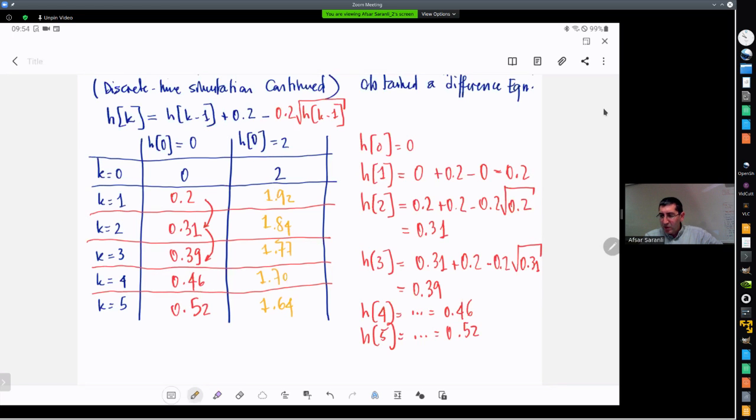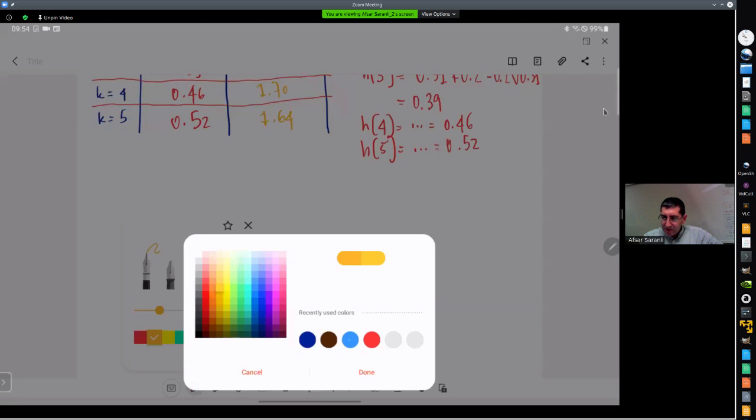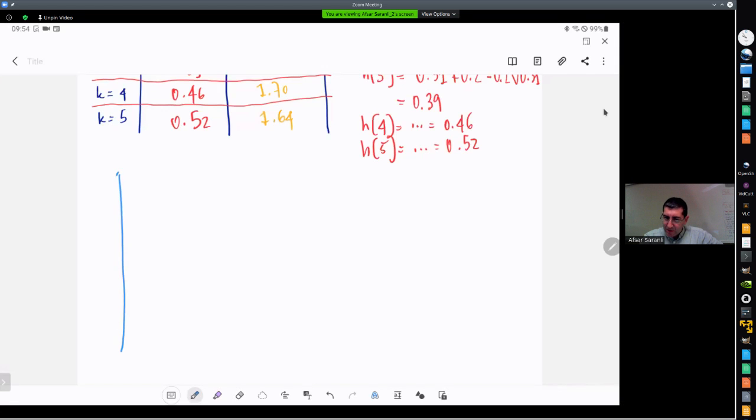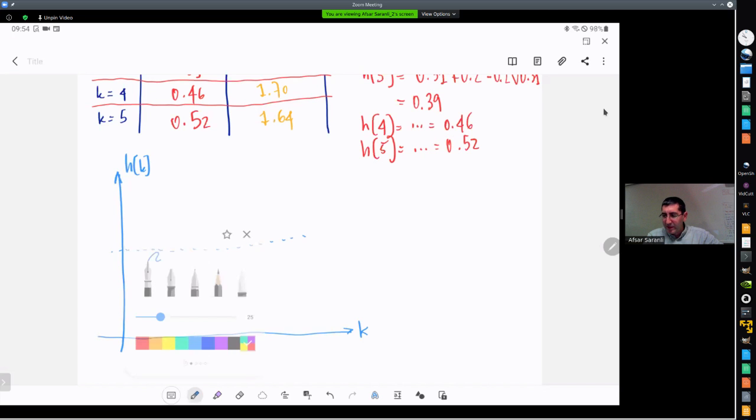Okay, so let's put our axes here. If this is our h of k, and if this is our k index, which corresponds to our time. Okay, so in fact, if you simulate this, what you will end up with is something like this, right? So the first trace will start from 0 and will gradually approach 1.